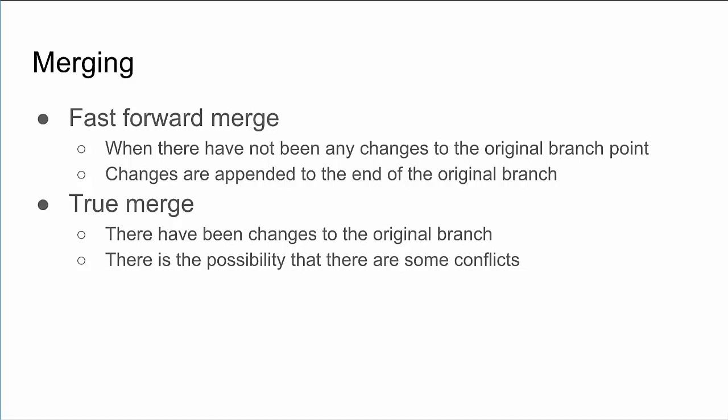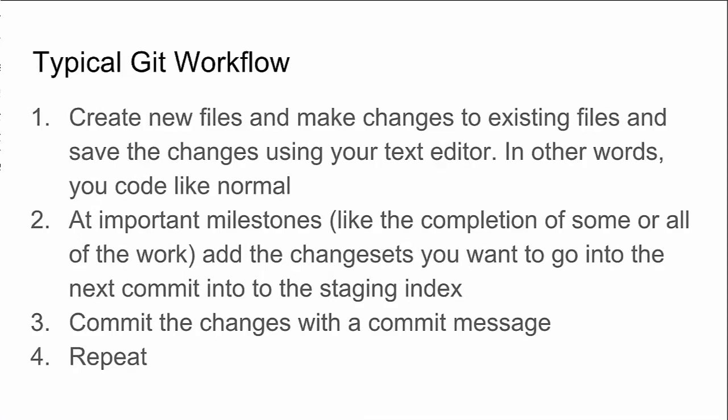On a small team, it's expected that everyone's going to help manage the build of a product. So you really should be familiar with at least the basics of this process. There's a typical workflow with any version control system. You create new files, you make changes to existing files, you save those changes, you test your code. In other words, you code like normal. But then at important milestones, like the completion of some or all of your work, you add the change sets you want to go into the next commit into the staging index. And then you commit those changes with a commit message, and you repeat.